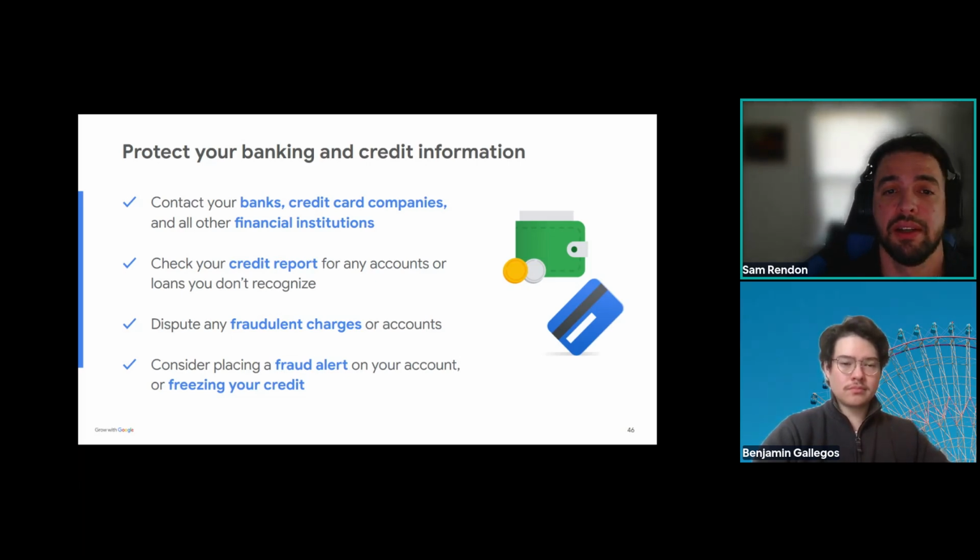And then you can also request a free credit report from each of the 3 nationwide credit reporting agencies every 12 months. So unless you've been on a tear requesting credit reports lately, you should be able to do that for free. And then you also want to report any fraudulent accounts or loans that you don't recognize. And also maybe place a fraud alert on your credit or freeze your credit just to protect it in the meantime. But definitely protect the financials first.